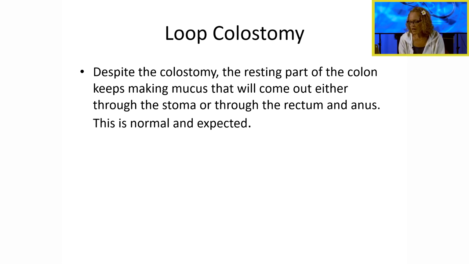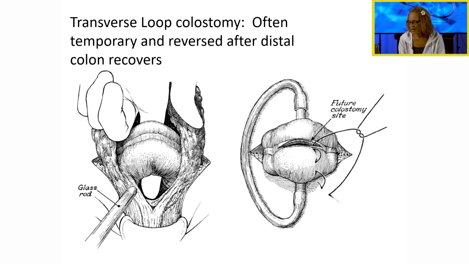So despite the colostomy, the resting part of the colon will keep making mucus, and it has to come out either through the stoma or through the rectum and anus, and this is normal and expected. Okay, so here we can see a transverse loop colostomy. This is often temporary and reversed after the distal colon recovers.